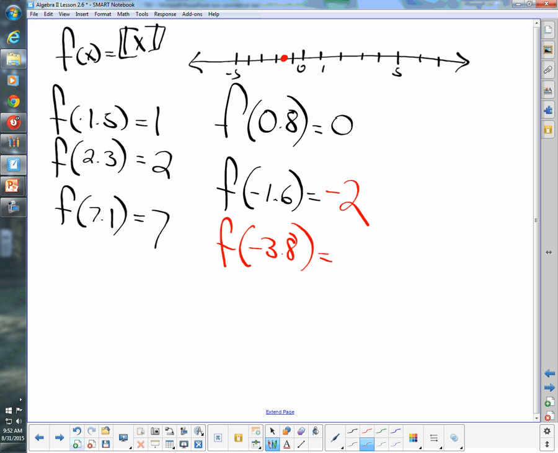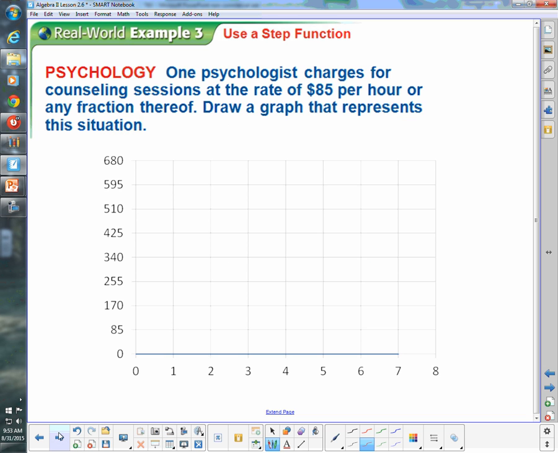Okay, now when you're graphing these things, it's real simple. Usually you'll start with a dot and draw it to a circle. Let's look at this situation right here. A psychologist charges for counseling sessions at a rate of $85 per hour or any fraction thereof. Draw a graph that represents this situation. If you're in her office for 1 hour, how much are you going to pay? 85. A half hour? 85. 15 minutes? 85. They have a certain fee that they charge.